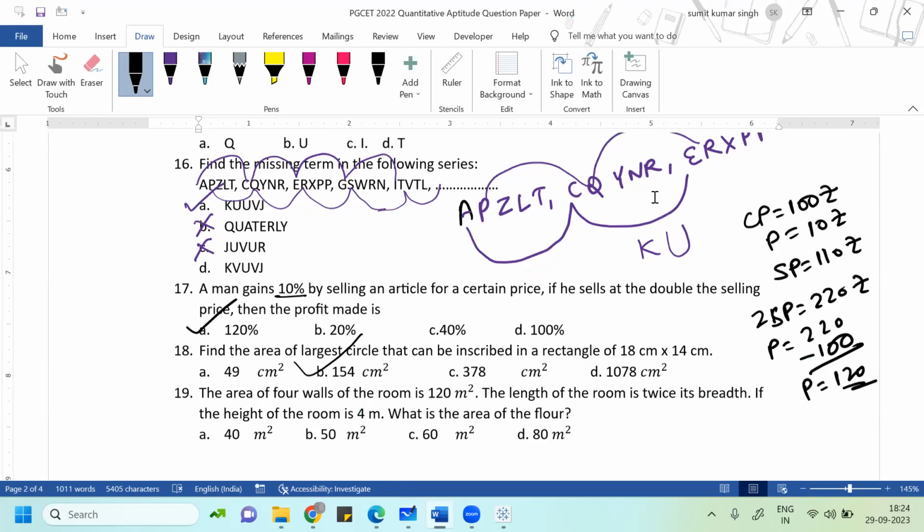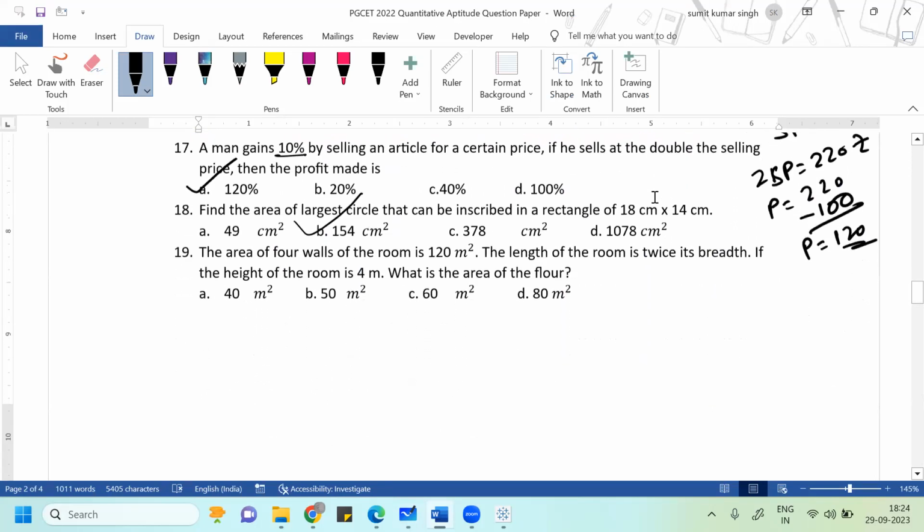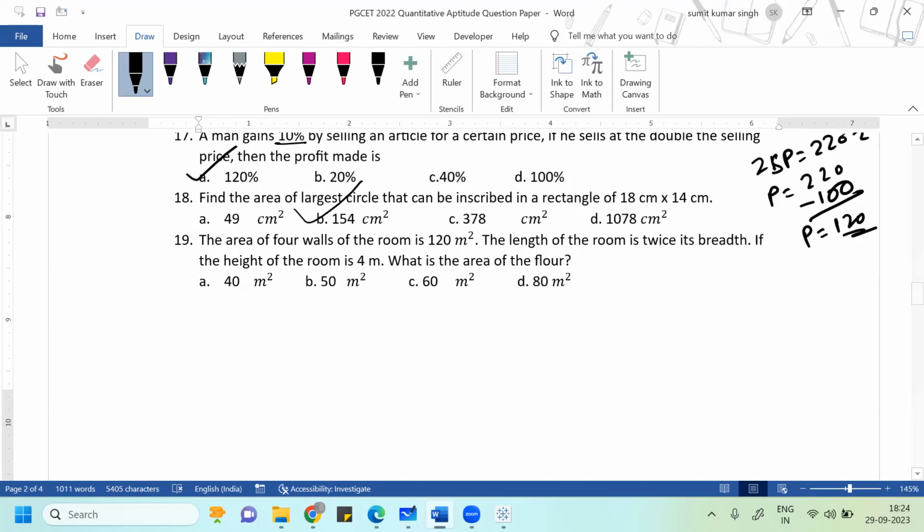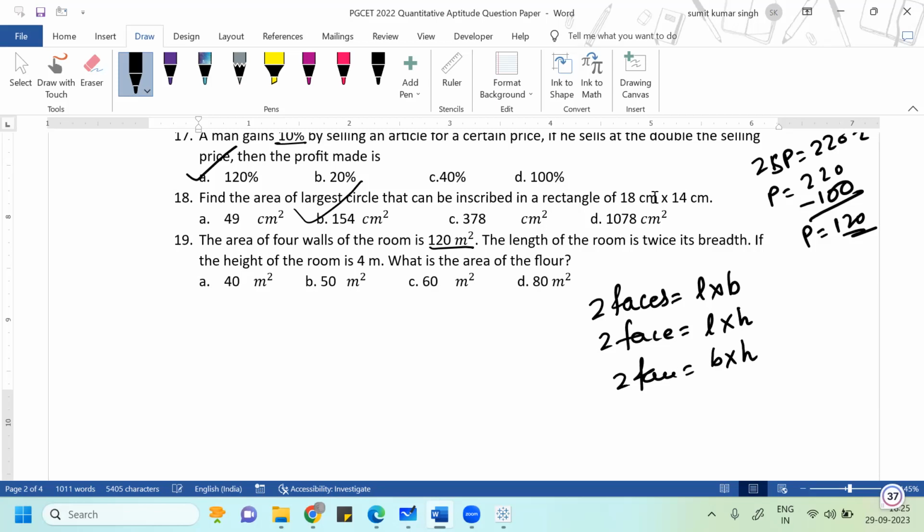Okay, question number 19. Find the area of 4 walls. The area of 4 walls of the room is 120 centimeters square. If you talk about 4 walls, here room means they're talking about a cuboid. In a cuboid, you have 6 faces. 2 faces are of the component length into breadth, another two faces are length into height, another two faces are breadth into height. So when you talk about walls of the house, you will not consider the ceiling and floor.